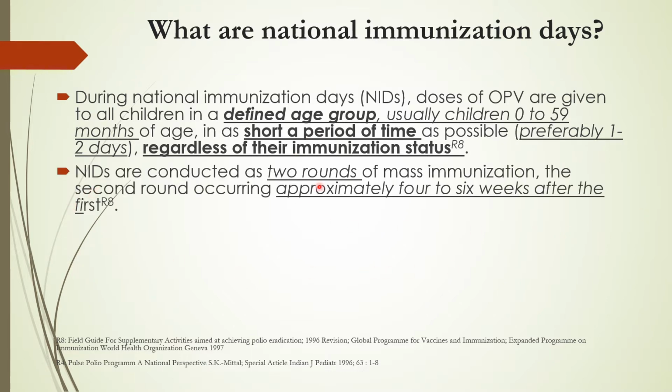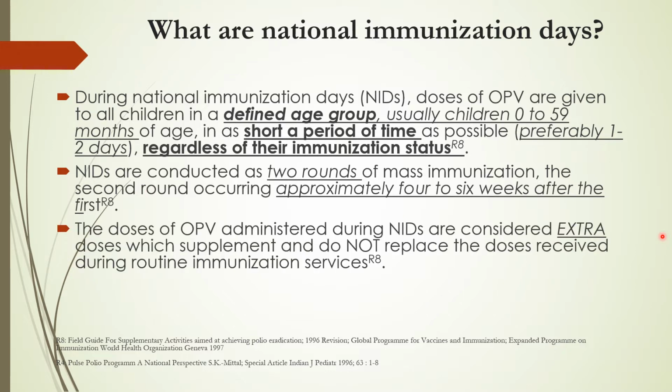NIDs are conducted as 2 rounds of mass immunization, the second occurring approximately 4 to 6 weeks after the first. Nowadays in South India, we are conducting only 1 round, that's the knowledge I get from the WHO personnel. While in North India, we still conduct 2 rounds 4 to 6 weeks apart every year.